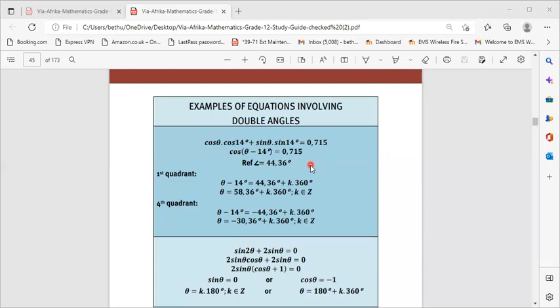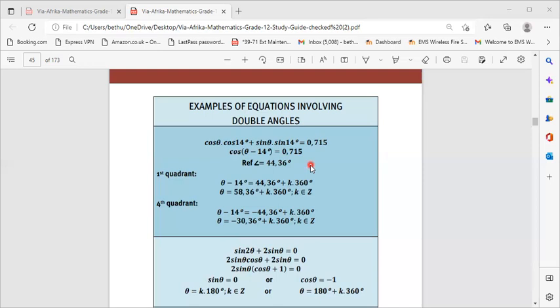So cos is positive where? In the first quadrant and the fourth quadrant. What will our reference angle be? Remember, second function, cos inverse of 0,715, close bracket, what angle do you get? Yes, 44,36 degrees is correct. We will use this to get the general solution or solve for our angle here in the first quadrant. Then we'll do the same thing in the fourth quadrant.